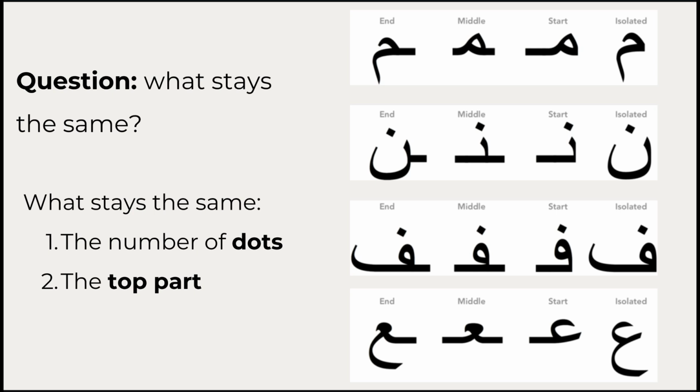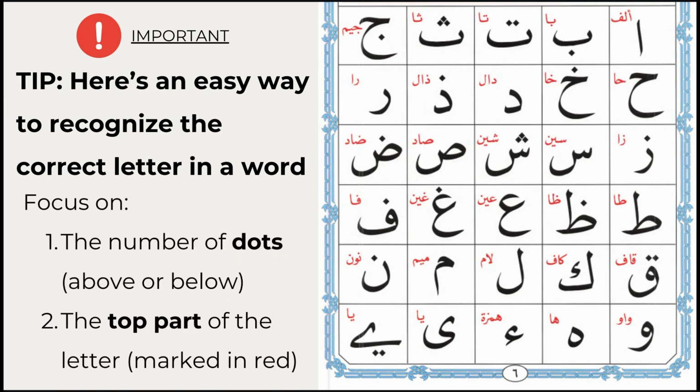They will always have the same number of dots. So you can recognize a letter first by the number of the dots, and the second thing that you can recognize the letter by is the top part. So what do I mean by the top part?